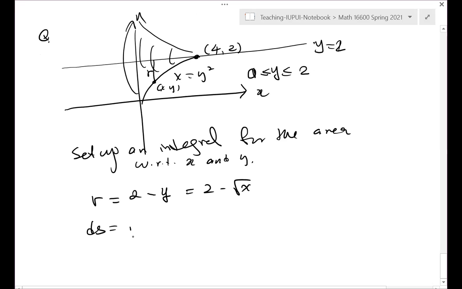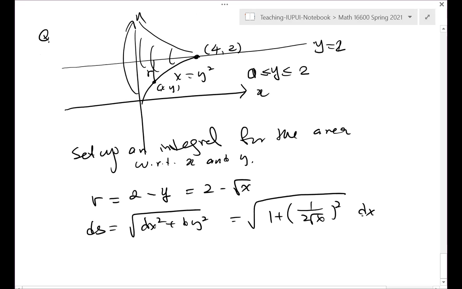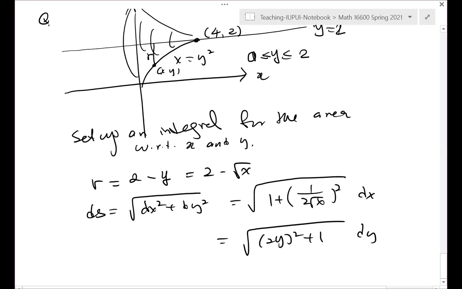So ds is going to be the square root of dx squared plus dy squared. And you can take dx out, or you can take dy out. If you take dx out, then it's dy over dx, where y is the square of x. If you take dy out, it's dx over dy. Because x is 2y squared, dx over dy is going to be 2y.